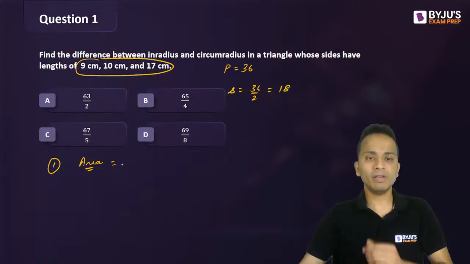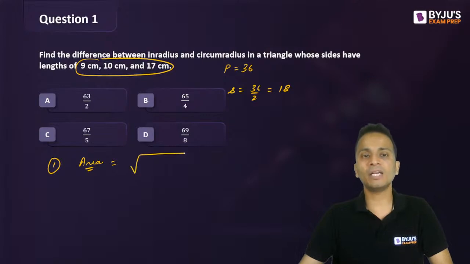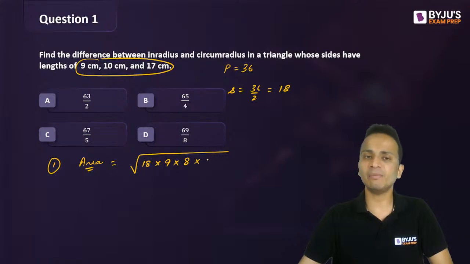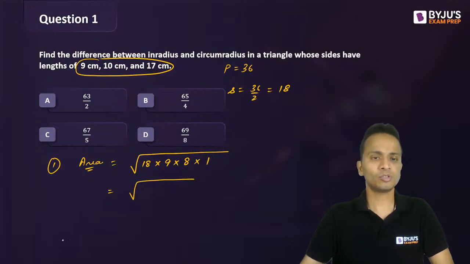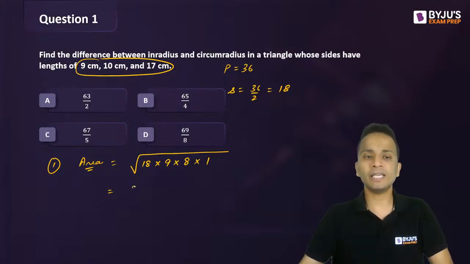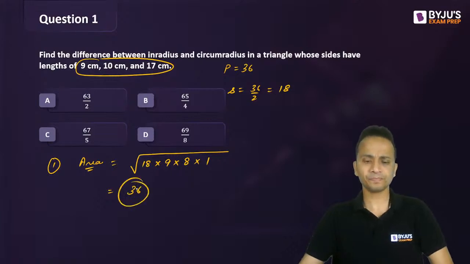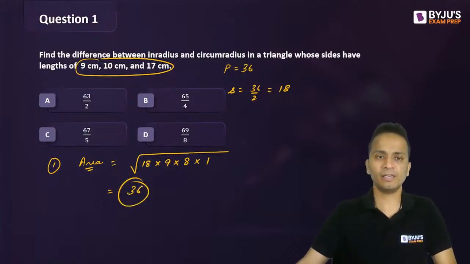Okay, so the area will be, using Heron's formula, under root of S into S minus 9, 18 minus 9 is 9, then S minus 10, that is 8, into S minus 17, 18 minus 17 is 1. So let's write the area, 9 into 4. I'll remove this under root sign. So 36 will be the area of this triangle.